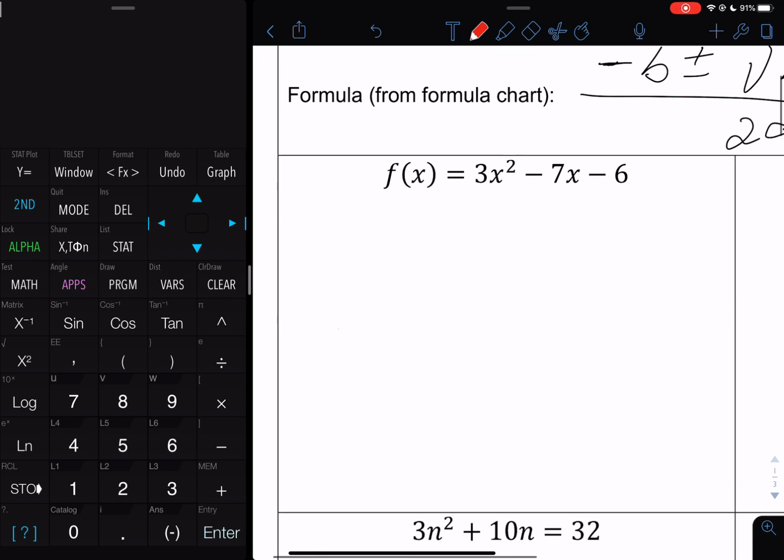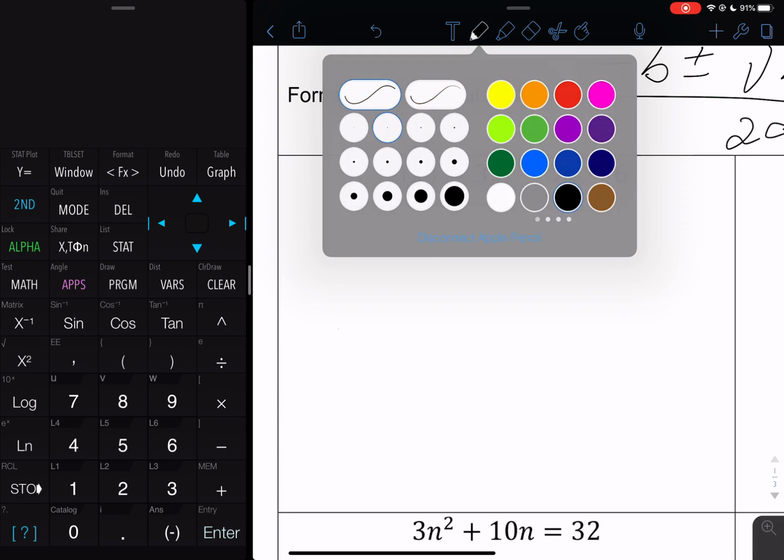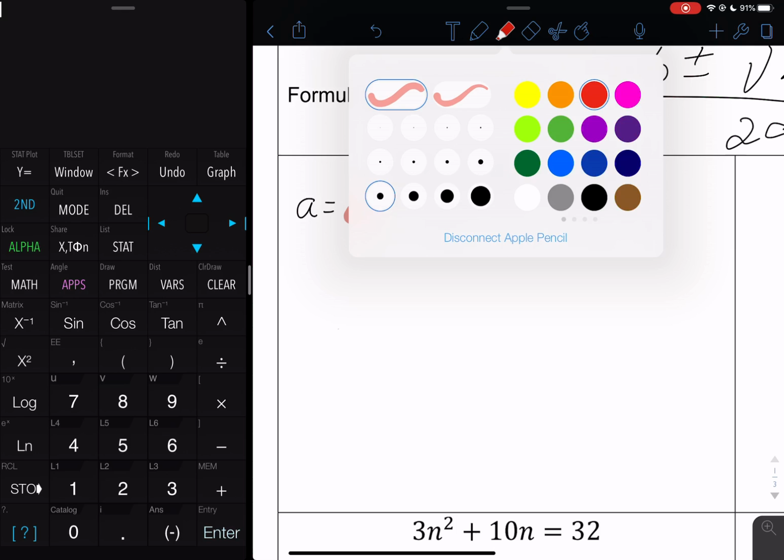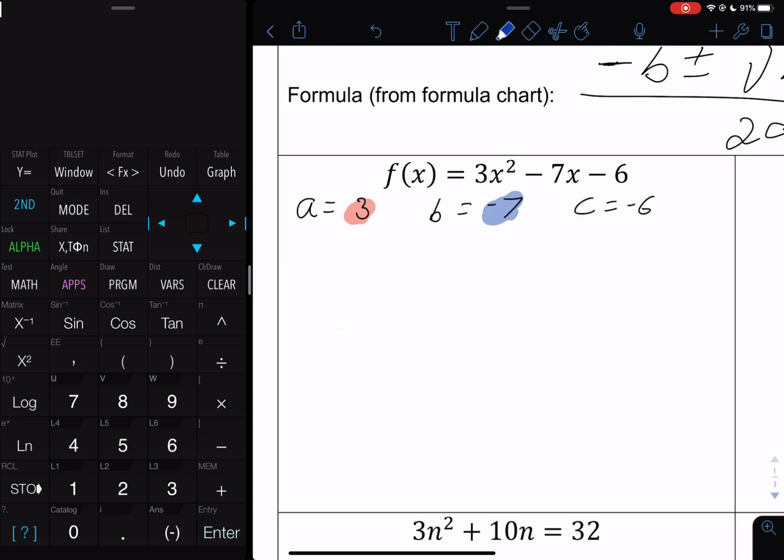The first problem, we need to identify the a, the b, and the c. So for this problem, a equals 3, b equals negative 7, and c equals negative 6. Okay? So a, b, and c.